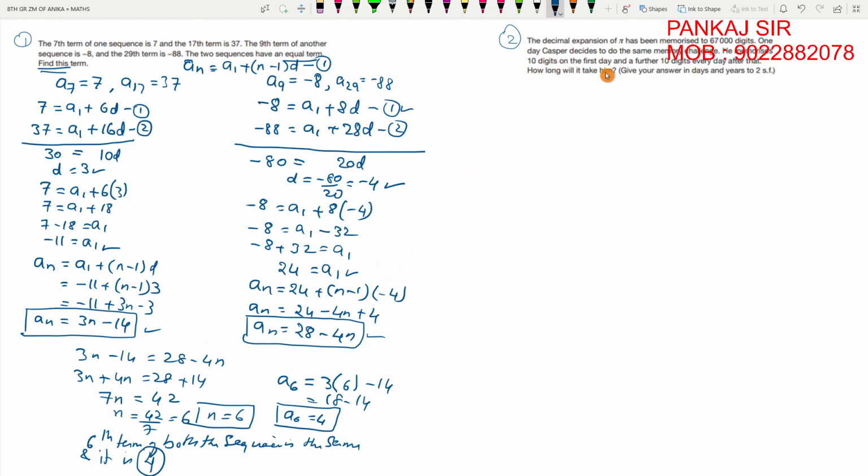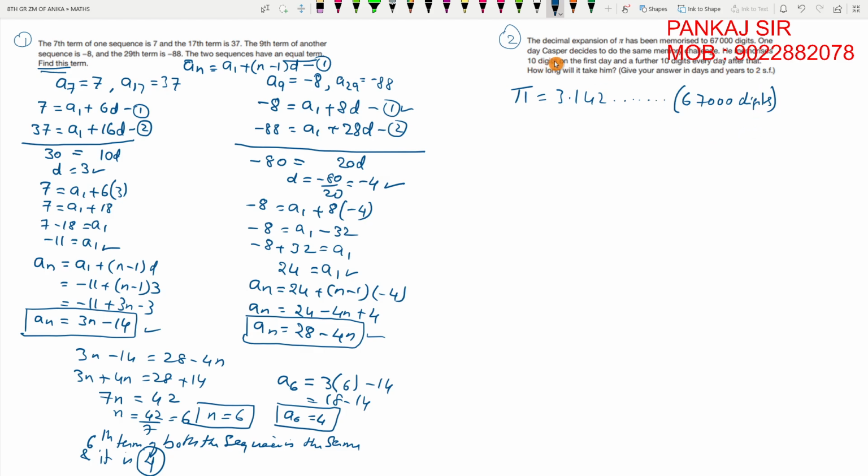Let us quickly do this question number 2. Question number 2 says that the decimal expansion of pi has been memorized to 67,000 digits. We know that pi value is 3.142 dot dot dot, and it is saying that after the decimal point there are some 67,000 digits, which has been memorized, right?